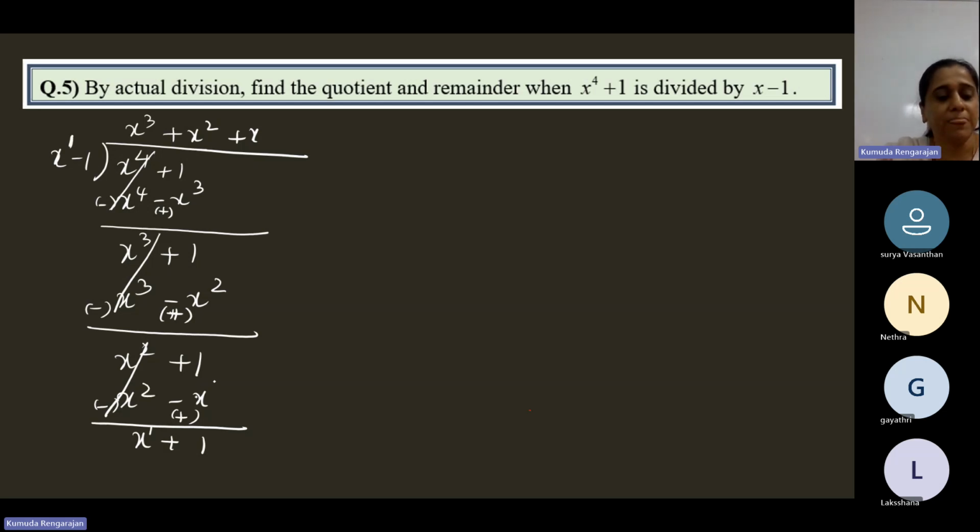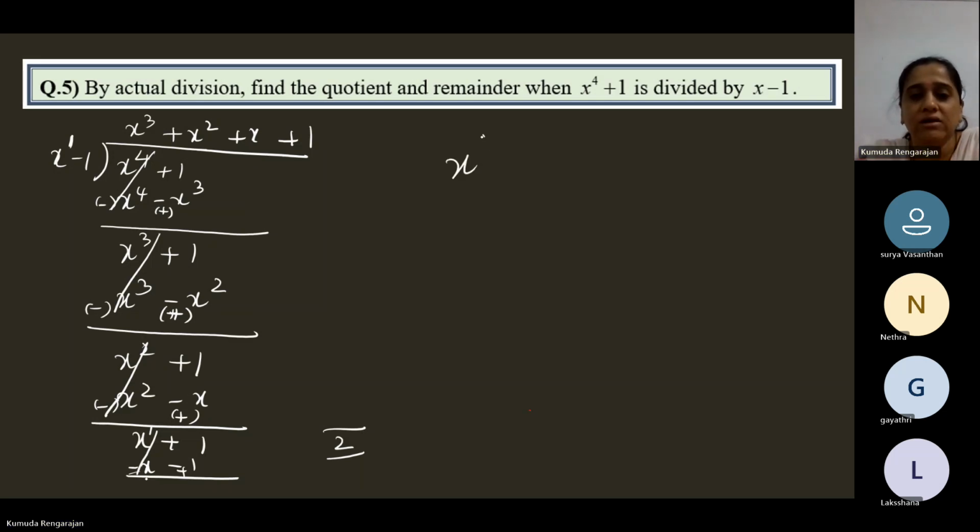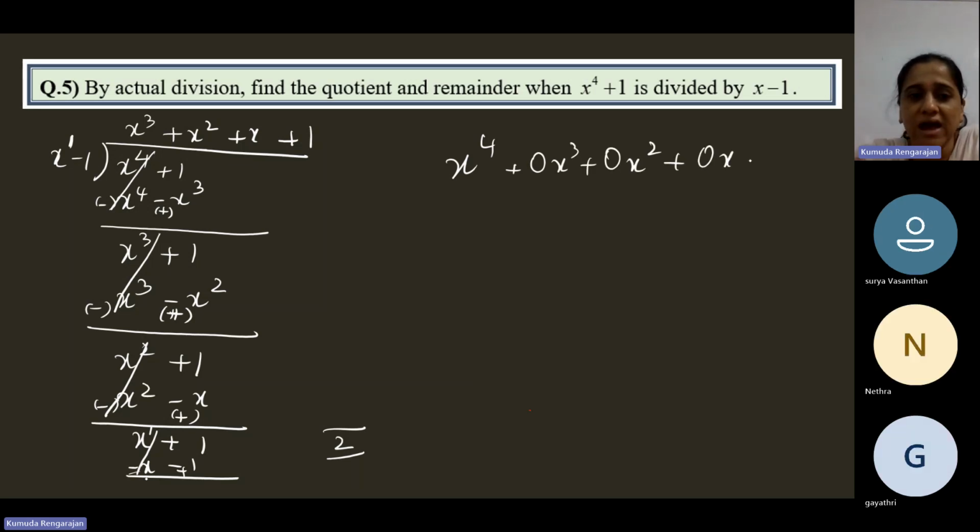Continue the division. So x by x is 1, correct? So plus 1. 1 into x, x, and 1 into minus 1 is minus 1. Change the signs. Minus cancels, plus. So the remainder is 2. You can do it like this, or I have another method where you can include the missing terms, plus 0x cubed, plus 0x squared, plus 0x, and then plus 1.